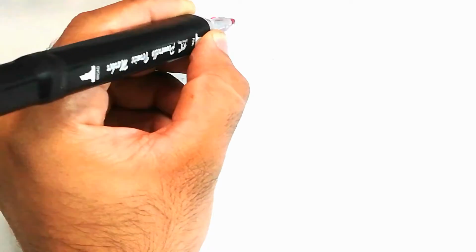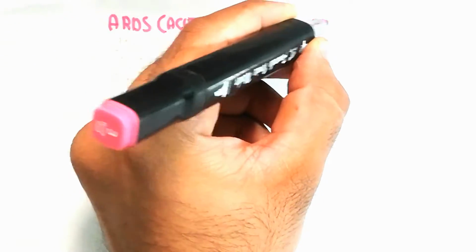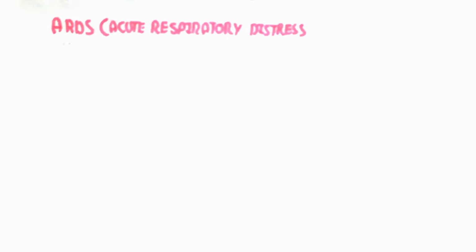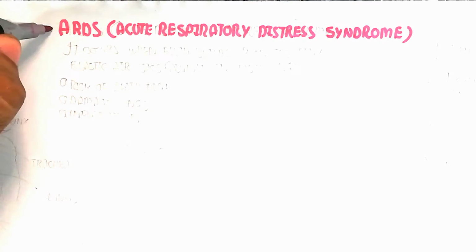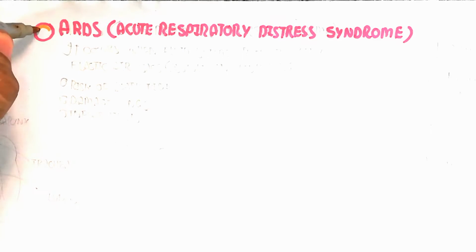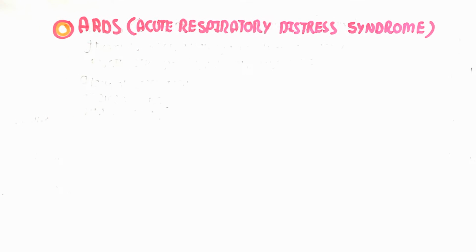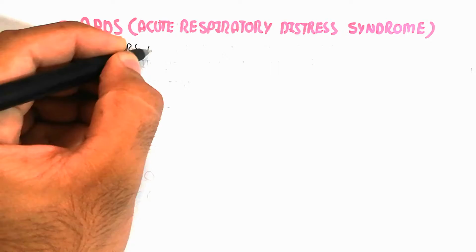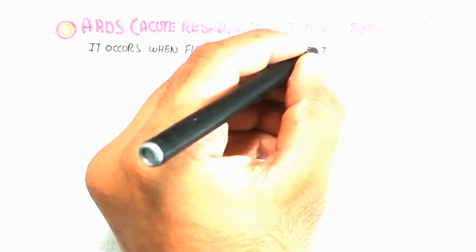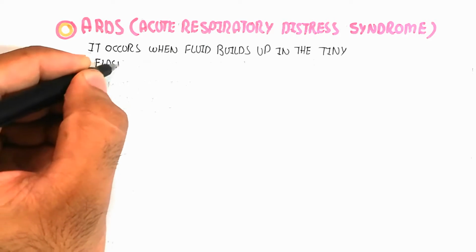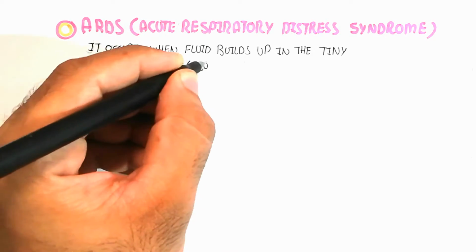Hello, in this video we will discuss ARDS, the Acute Respiratory Distress Syndrome. So what is this? Let's begin to understand. It occurs when fluid builds up in the tiny elastic air sacs, the alveoli, in your lungs, and the risk of death is high if not treated. It damages the lungs and causes inflammation.